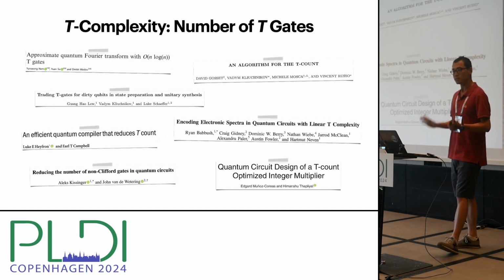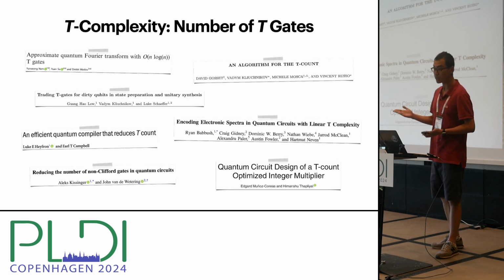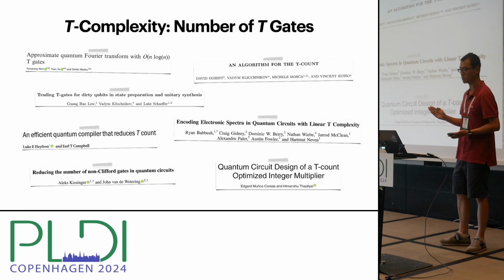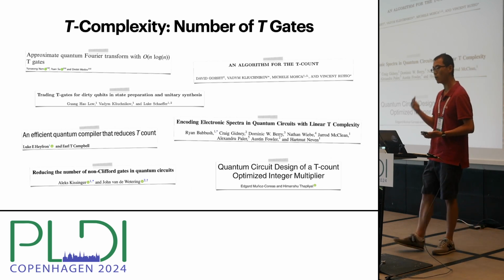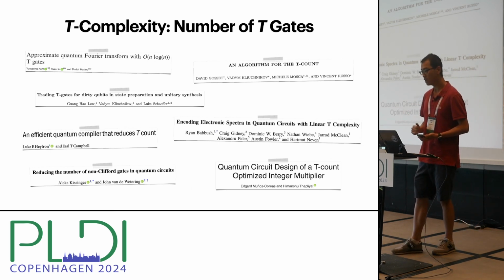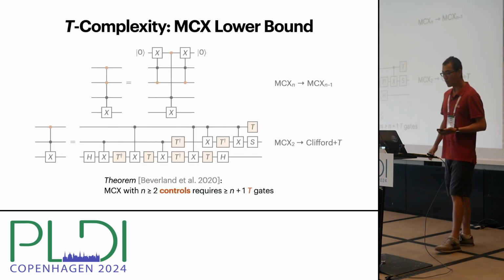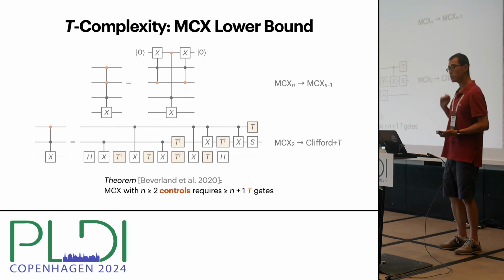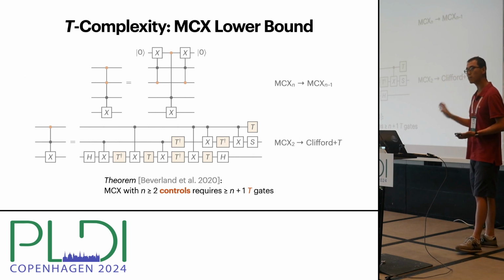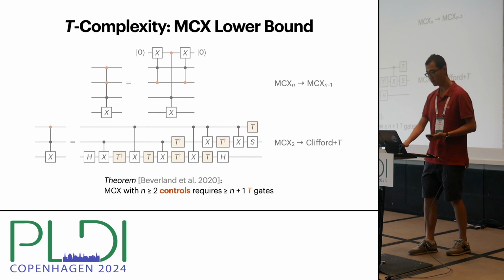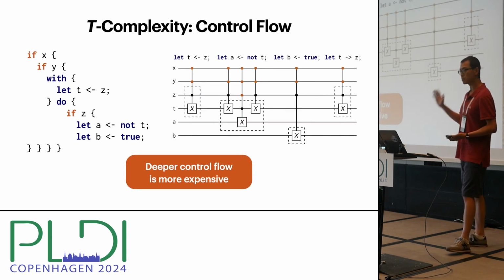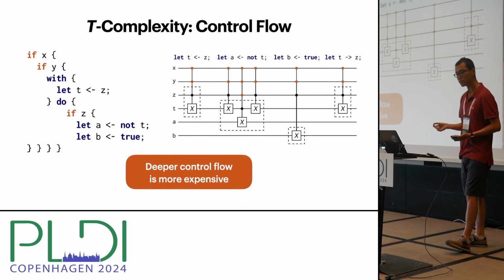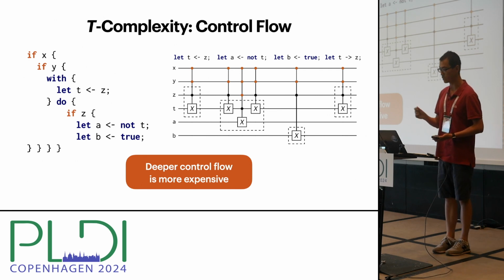This domination has been the cause of quantum algorithm designers studying T complexity, where the number of T gates of a quantum computation is the dominant factor in how well it performs under error correction. Now, how does that apply to our case? Well, one thing we can show is that a large MCX gate with a lot of control bits requires a proportional number of T gates in order to realize. And what this means for our programs is that programs with deeply nested control flow that compile to a lot of control bits end up being a lot more expensive to realize.